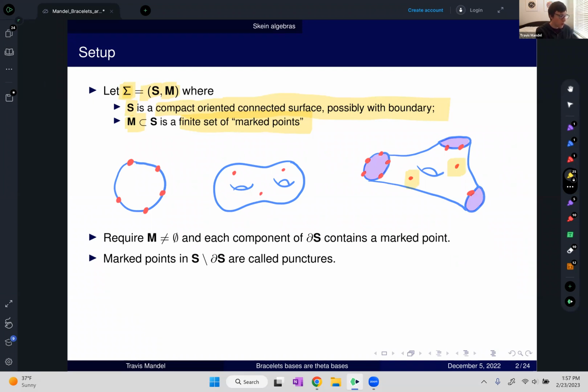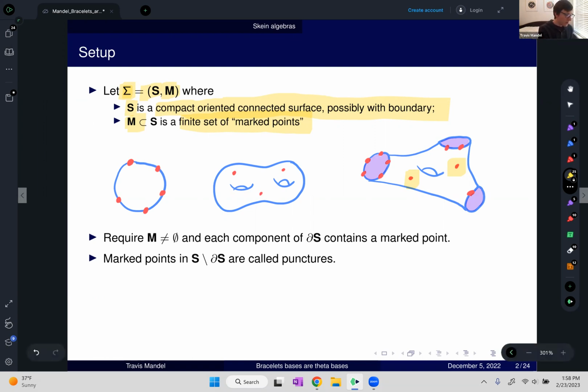We always require that the set of marked points is non-empty, and that each component of the boundary contains a marked point. And then there's a couple other conditions, like you don't want something that's too simple. You don't want an unpunctured monogon, a once-punctured monogon, or an unpunctured digon. Basically, you need to be able to triangulate your surface using arcs between the marked points. So just a few boundary cases that we avoid.